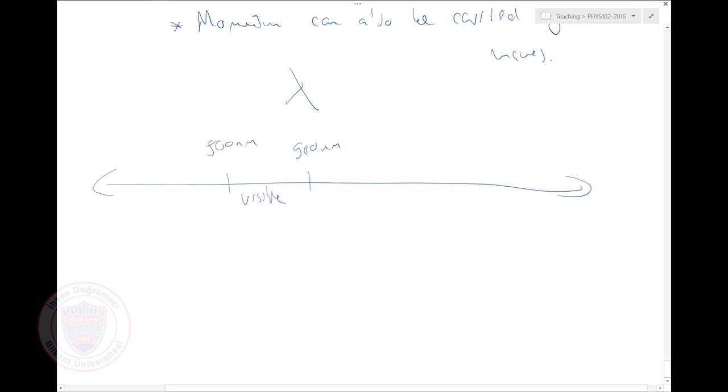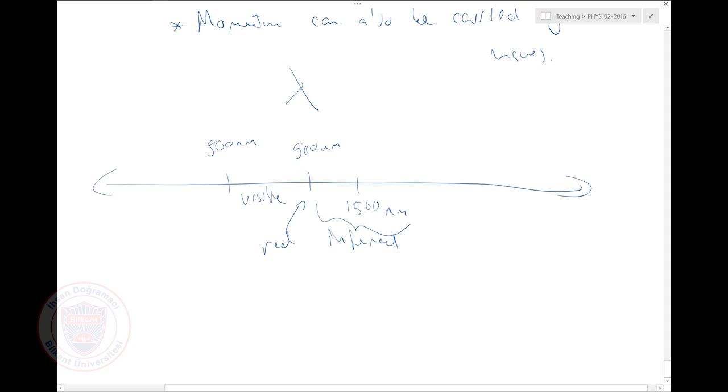What happens if I use light or electromagnetic wave with a larger wavelength? For example, around 1500 nanometers. This region has a name. This is the red. So this is the infrared.